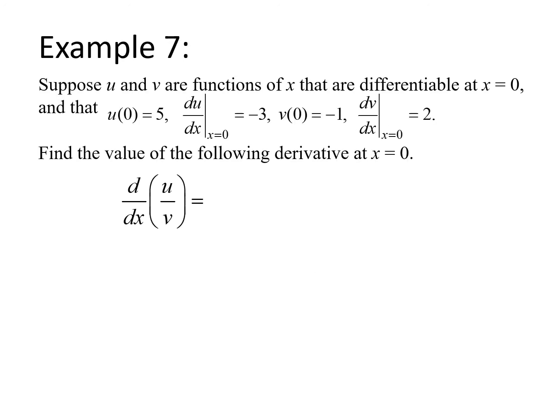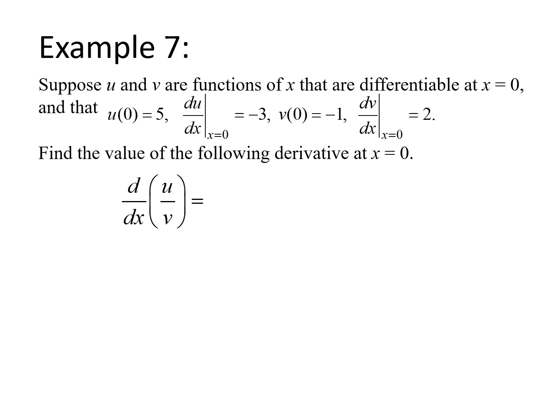Our next one. Okay, for example 7, we're going to still do a numeric form, but with a little different kind of formatting, our function derivative notation. Suppose u and v are functions of x that are differentiable at x equals 0, and that u of 0 equals 5, and that next notation is du dx, so the derivative of u with respect to x at x equals 0 equals -3. So just some new notation. If you change your calculator into math print mode, you will start seeing this notation also on your calculator as well, instead of nDeriv. Find the value of the following derivative at x equals 0.